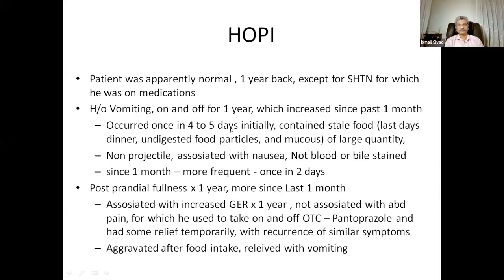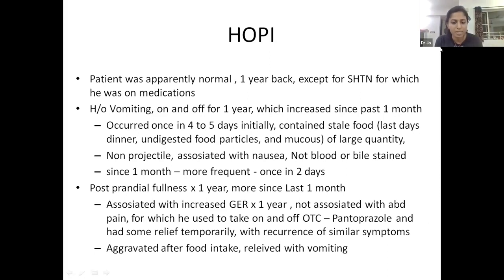Patient was apparently normal 1 year back, except for hypertension, for which he was on medications. History of vomiting on and off for the past 1 year, which increased since past 1 month. It occurred once in 4 to 5 days initially, contains stale food, associated with nausea, not blood or bile stained. Since 1 month, it's more frequent, happening once in 2 days.